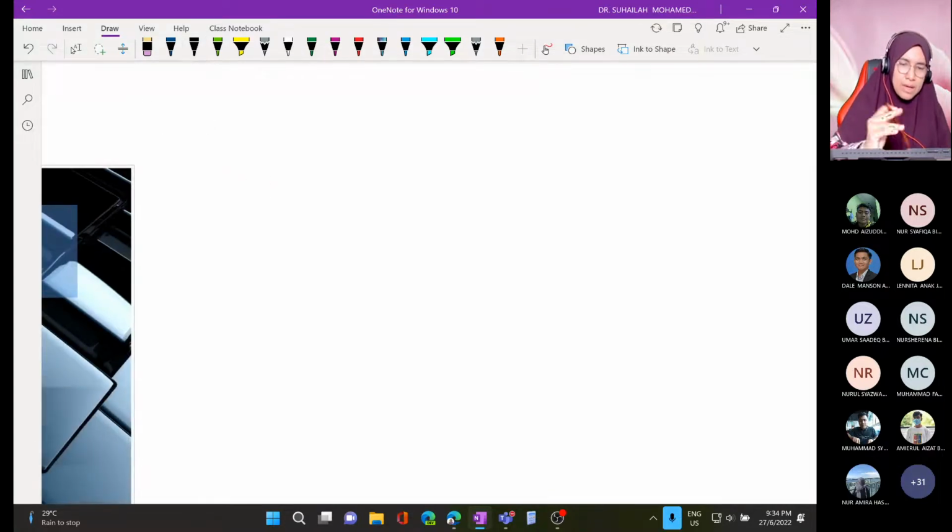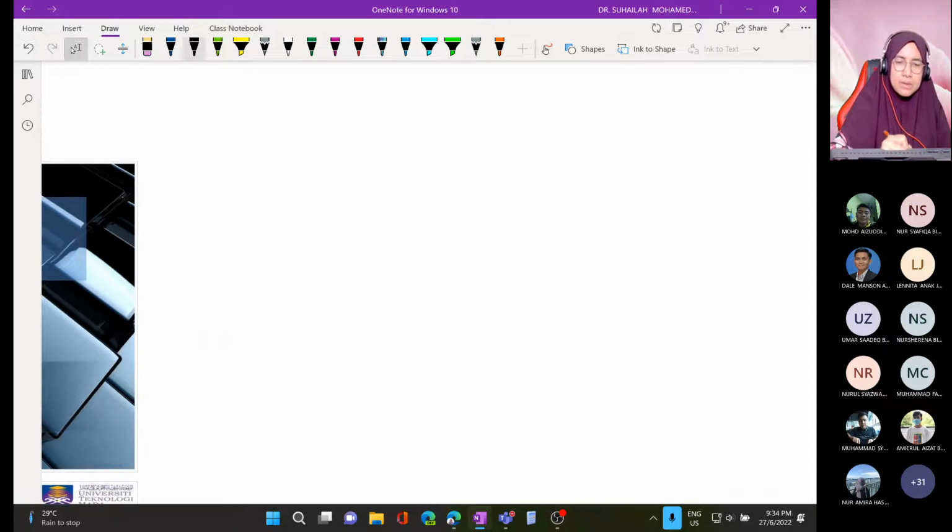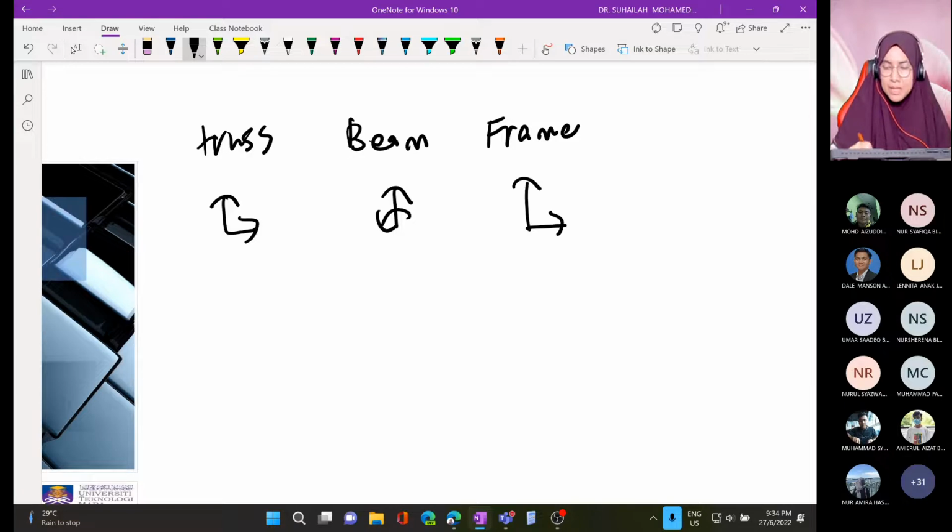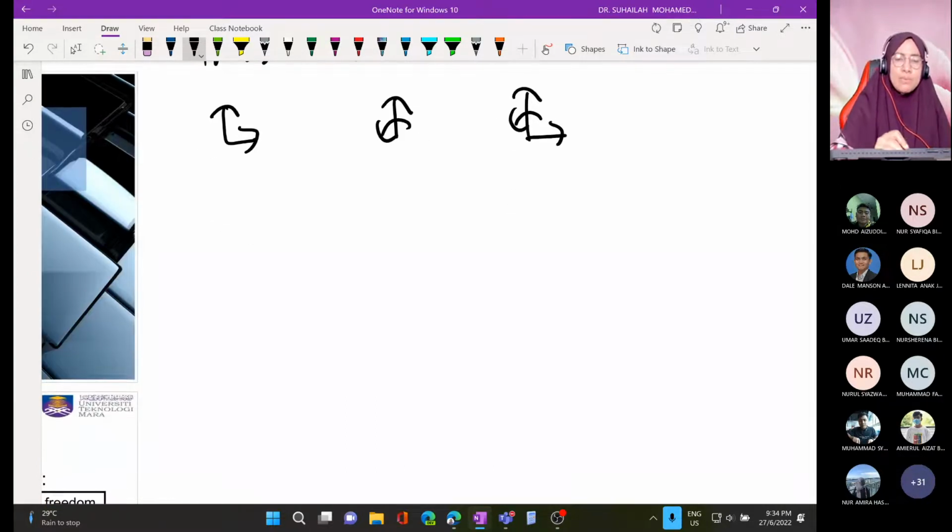We have thrust, beam, frame, 2 DOF, frame 3 per node. Per node. When we move to beam, we have it like this.